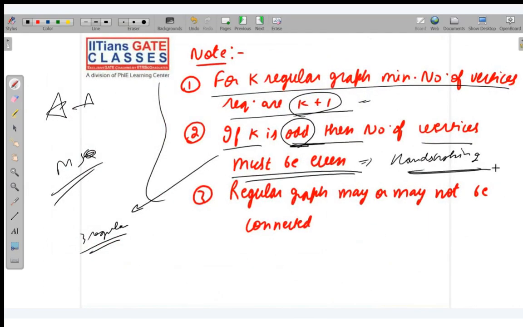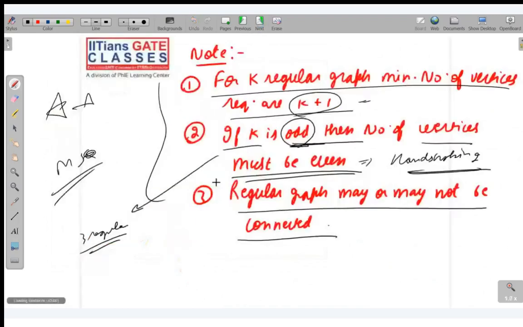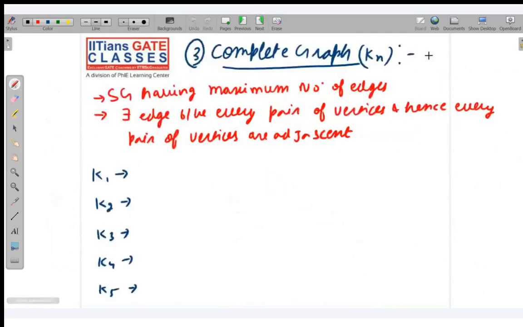So simple. Regular graph may or may not be connected. That is also obvious. See this. This was a connected graph, no doubt. This is disconnected. This is disconnected. Disconnected. And so on. So a regular graph may or may not be connected. Very important points. Okay, take snapshot. I will jump to the next slide. Done, sir.